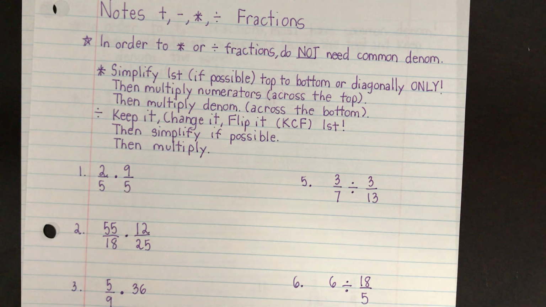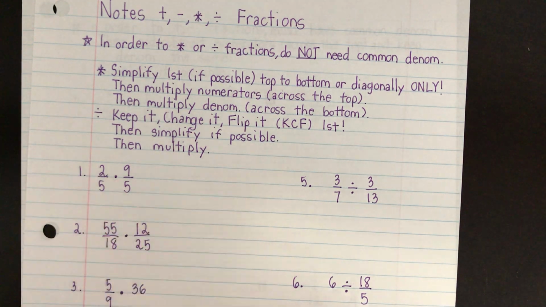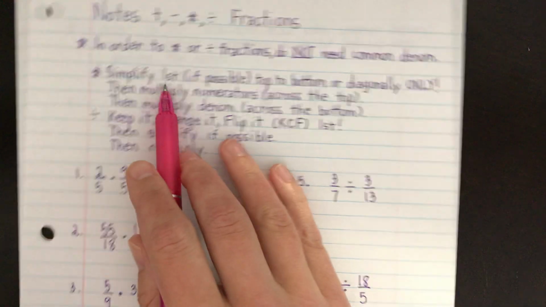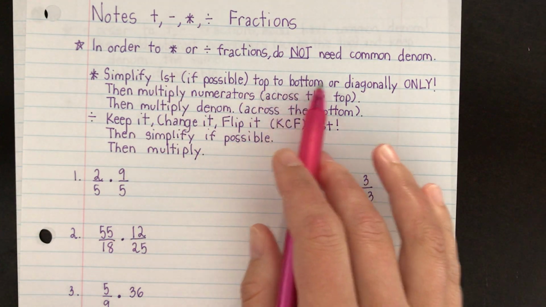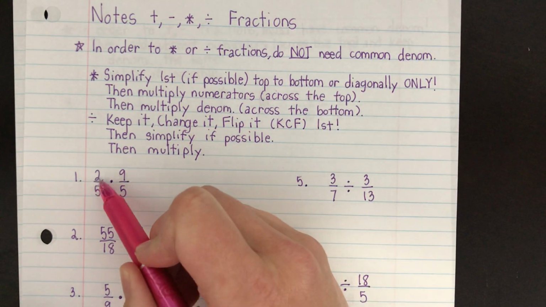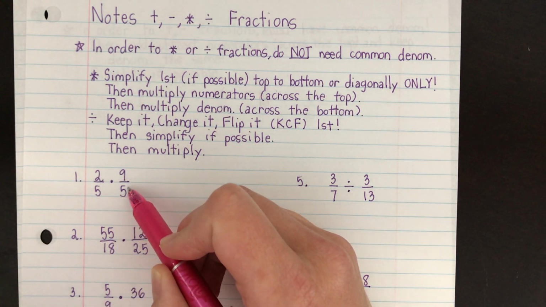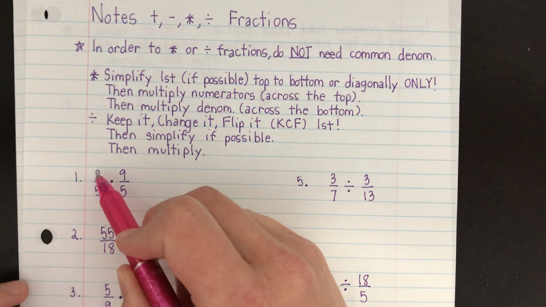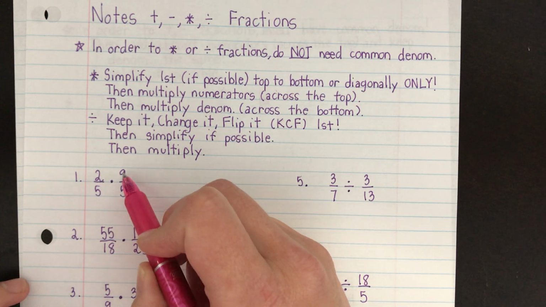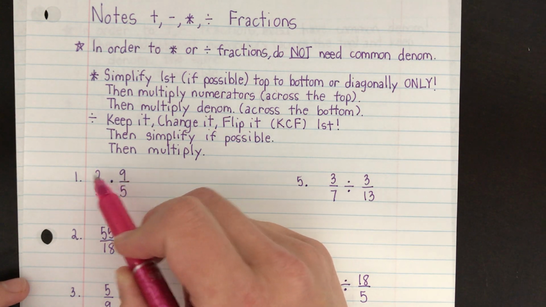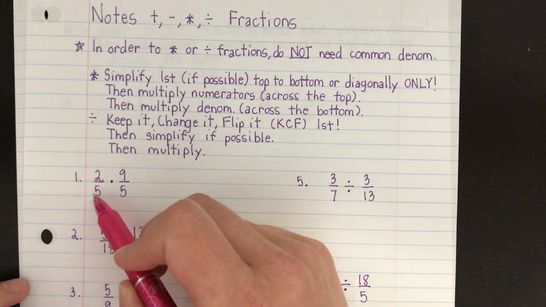Okay, so first we're going to start with number 1, multiplying. That little dot there means multiplication. So this is 2/5 times 9/5. So let's simplify first if possible, top to bottom or diagonally. Top to bottom, does this fraction simplify? No. Top to bottom, does this fraction simplify? No. Diagonally, do these two numbers simplify? No. What about these two? No. So I've checked all top to bottoms, all diagonals.